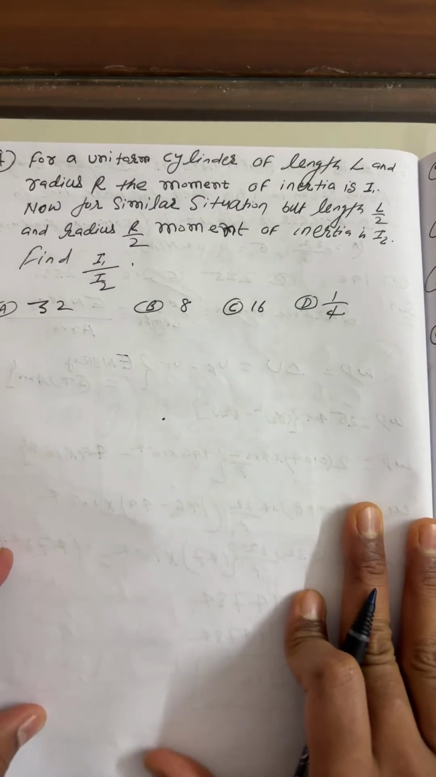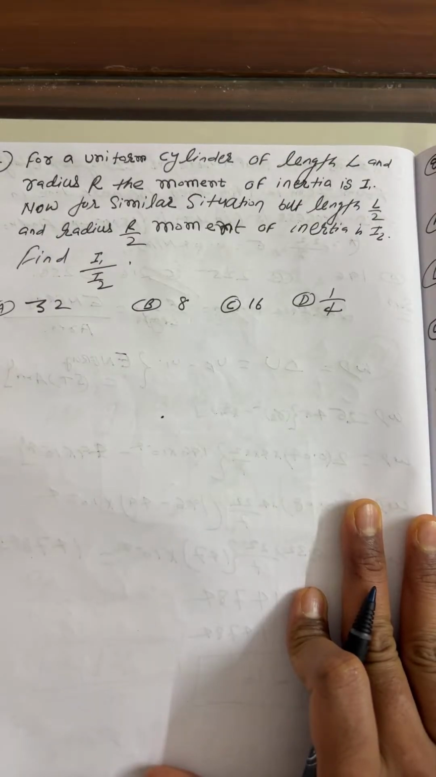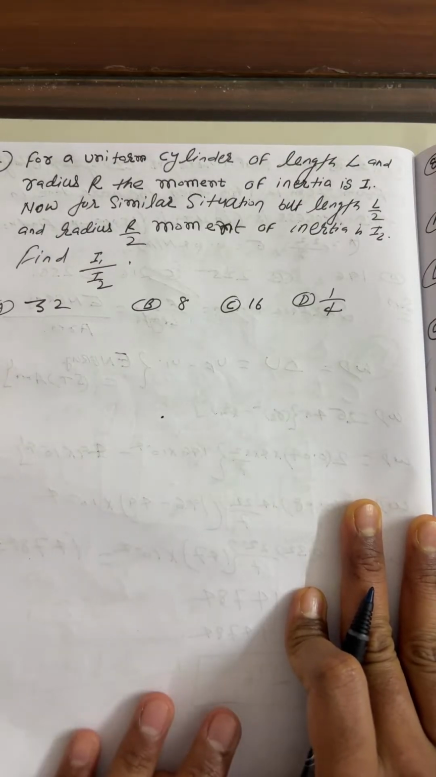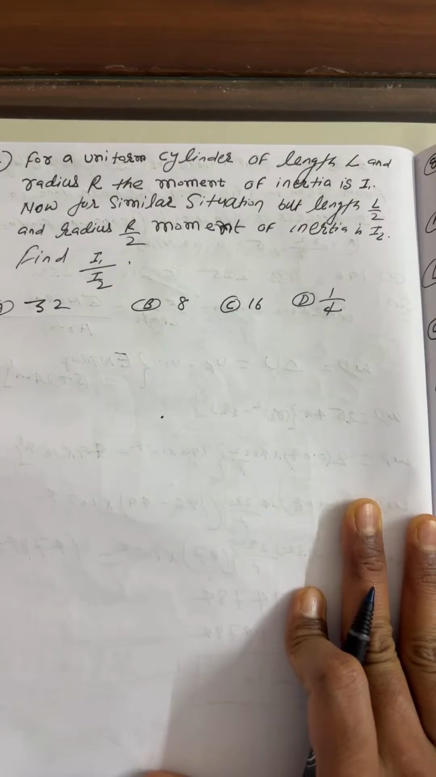Beta, this is, I can say, question number 7 from the 24th January second shift. For a uniform cylinder of length L and radius R, the moment of inertia is I1. Now, for a similar situation, but with length L by 2 and radius R by 2, the moment of inertia is I2. Then find I1 by I2.